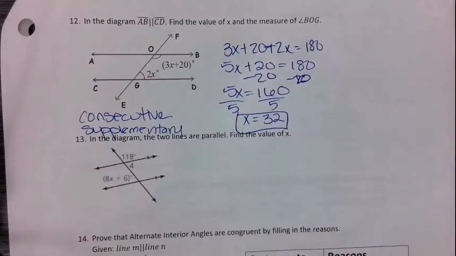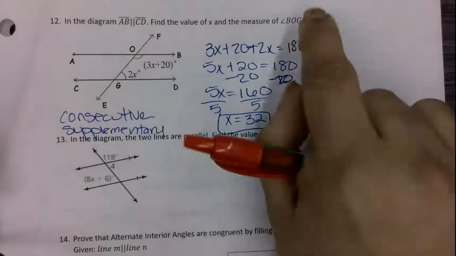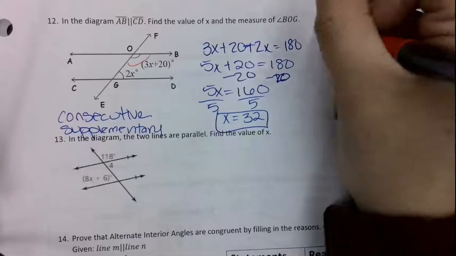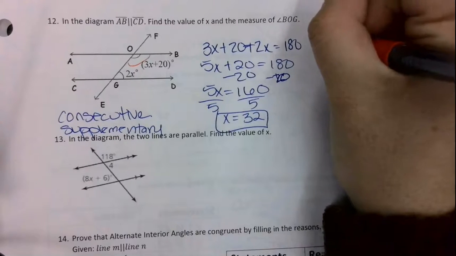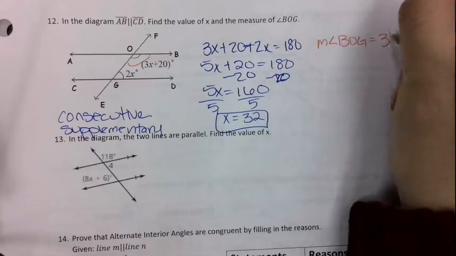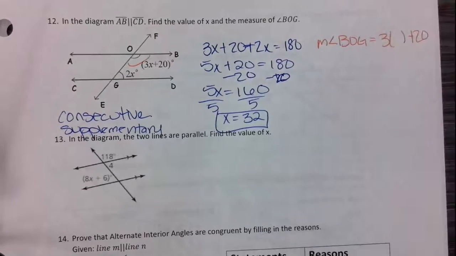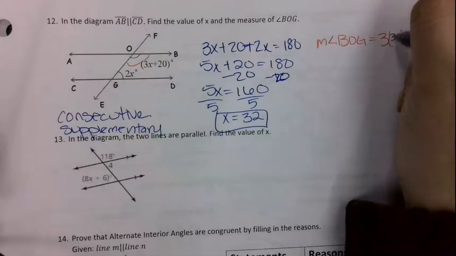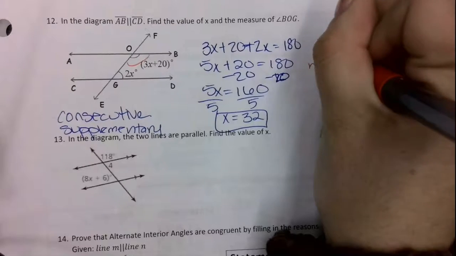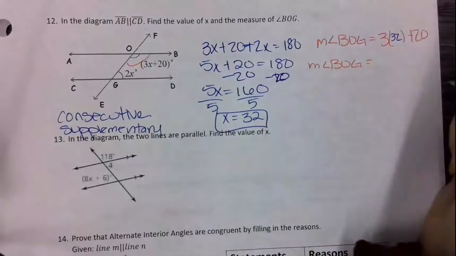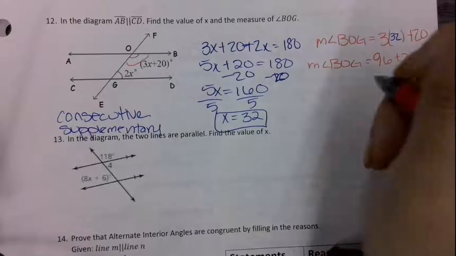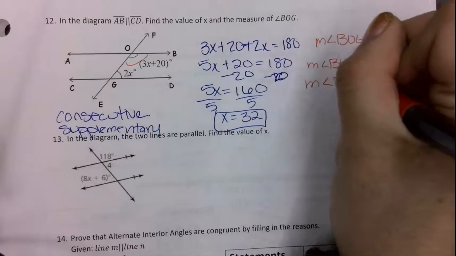So that's one of my answers. Then I have to plug back in. It wants me to find BOG. So BOG is this one. I have, okay, 3 times 32 is 96. 96 plus 20 is 116.